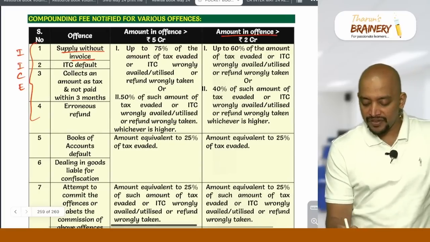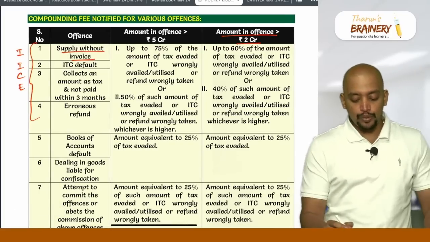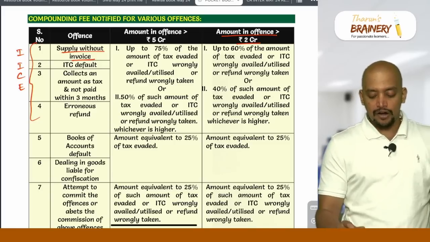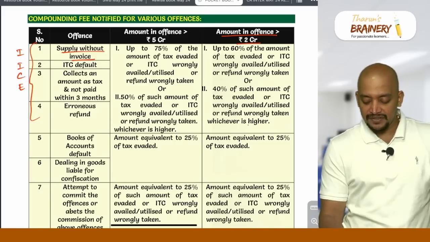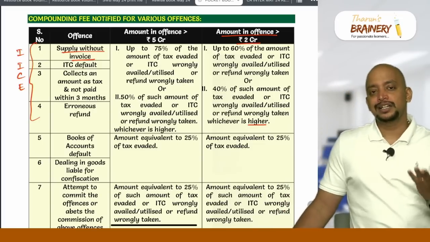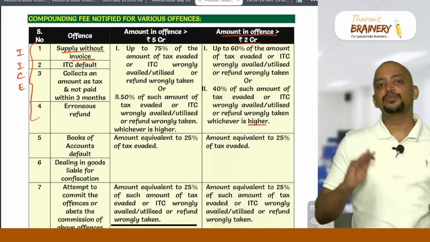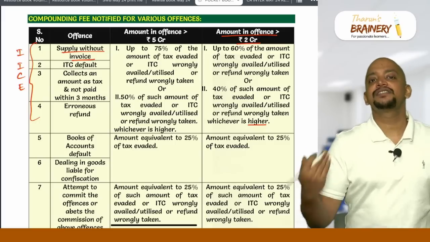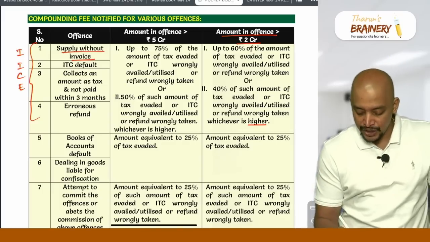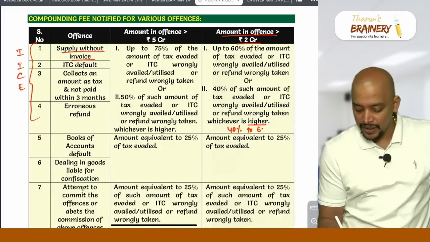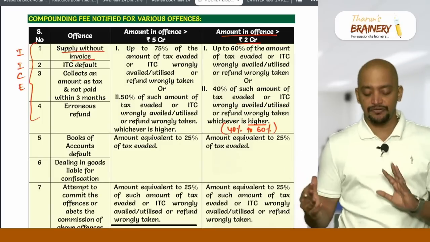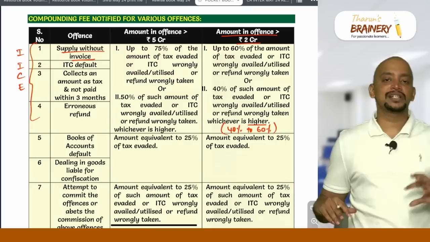If the amount involved in the offence exceeds 2 crores, then up to 60% of the amount of tax evaded or ITC wrongly availed or refund, or 40% of such amount, whichever is higher. So for example, up to 60%: the department took 30%. So 30 or 40, whichever is higher, 40. Suppose the department has taken 50. So 50 or 40, whichever is higher, 50. Which means you just remember the range. What is the range? 40% to 60%. Any amount between 40% and 60% can be fixed by the officer. Actually, the general provision says 25 to 100.